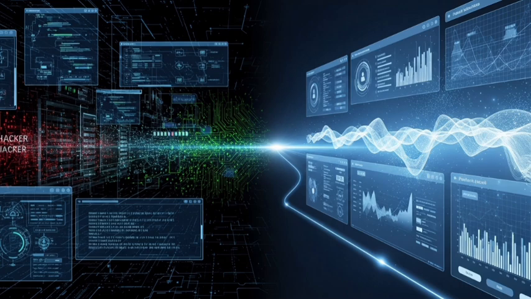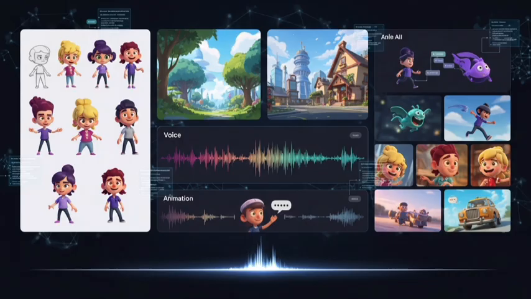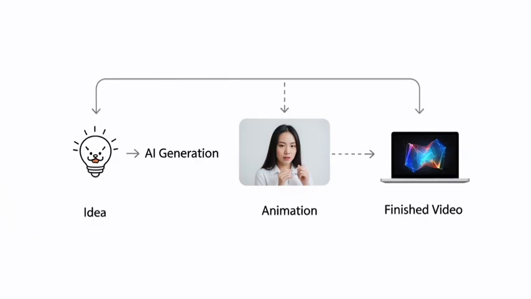Artificial intelligence is completely transforming the way videos are created. Tools powered by AI can now generate characters, scenes, voices, and even full animated clips in just a few minutes. What used to take weeks of work can now be done in a simple step-by-step process that almost anyone can follow. And that's exactly what we're going to explore in this video.